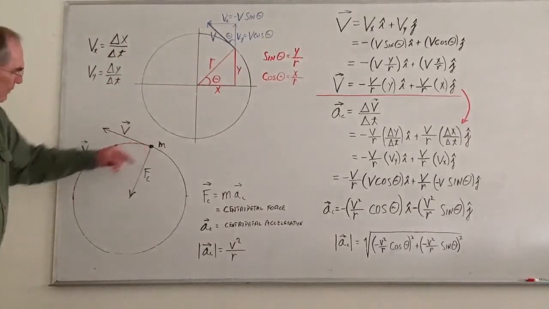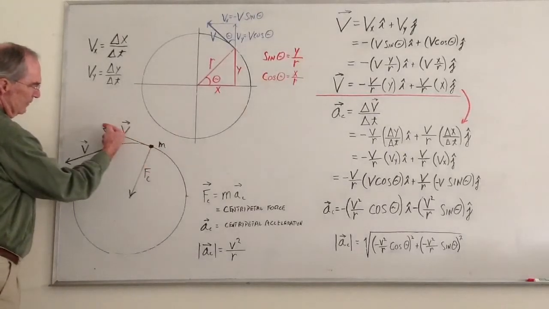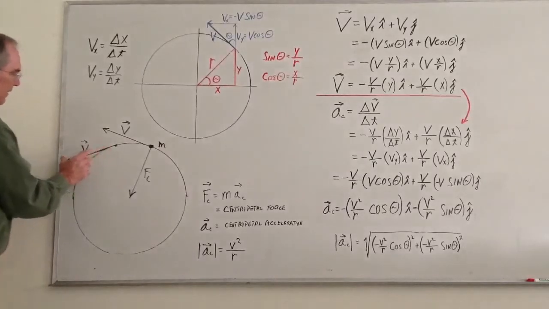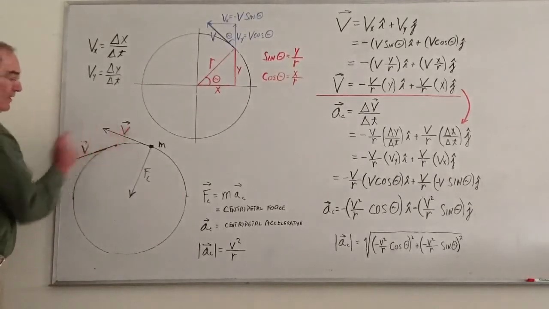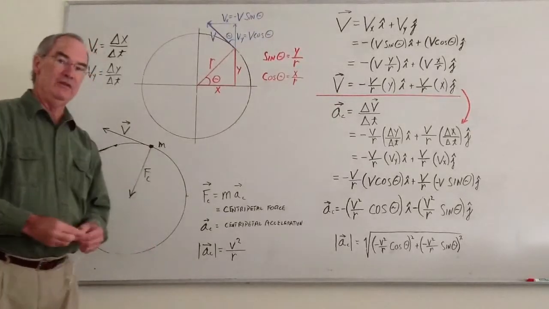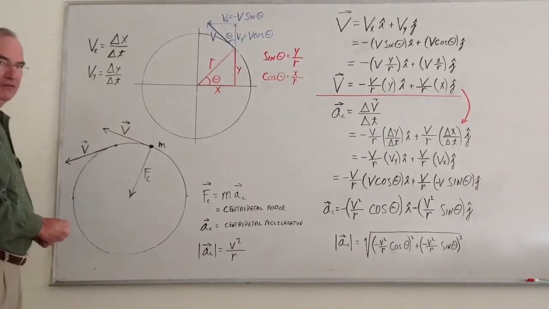Here is a mass moving instantaneously here with this particular velocity, and at some other instant with this velocity. The speed is the same, that is, the magnitude of the velocity is the same, but the velocity is not the same because velocity is a vector quantity. It has both magnitude and direction, and the direction has changed.